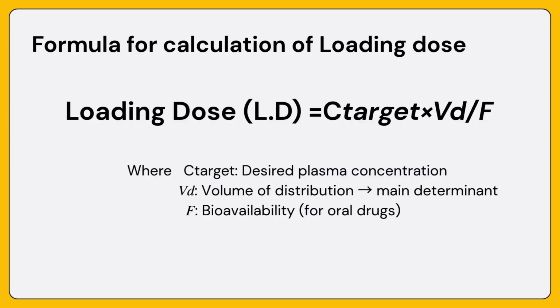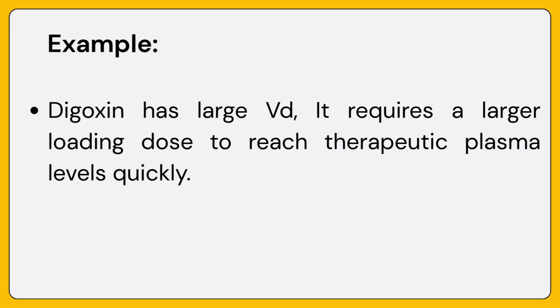The formula for calculating loading dose is the product of desired plasma concentration and volume of distribution, divided by the bioavailability of oral drugs, where C target is the desired plasma concentration, VD is volume of distribution, and F is bioavailability of oral drugs. It can be better explained with an example. Let's consider the drug digoxin. Digoxin has a large volume of distribution, so it requires a larger loading dose to reach therapeutic plasma levels quickly.